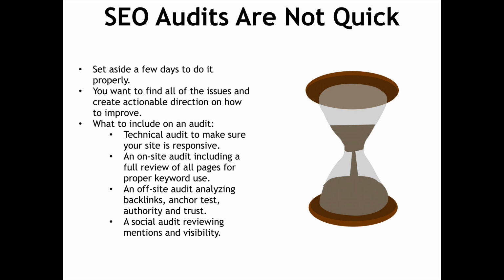SEO audits are not quick. Set aside a few days to do it properly. You may want to find all of the issues and create actionable direction on how to improve. What to include on an audit. Technical audit to make sure your site is responsive. An on-site audit including a full review of all pages for proper keyword use. An off-site audit analyzing backlinks, anchor tests, authority, and trust. A social audit reviewing mentions and visibility.